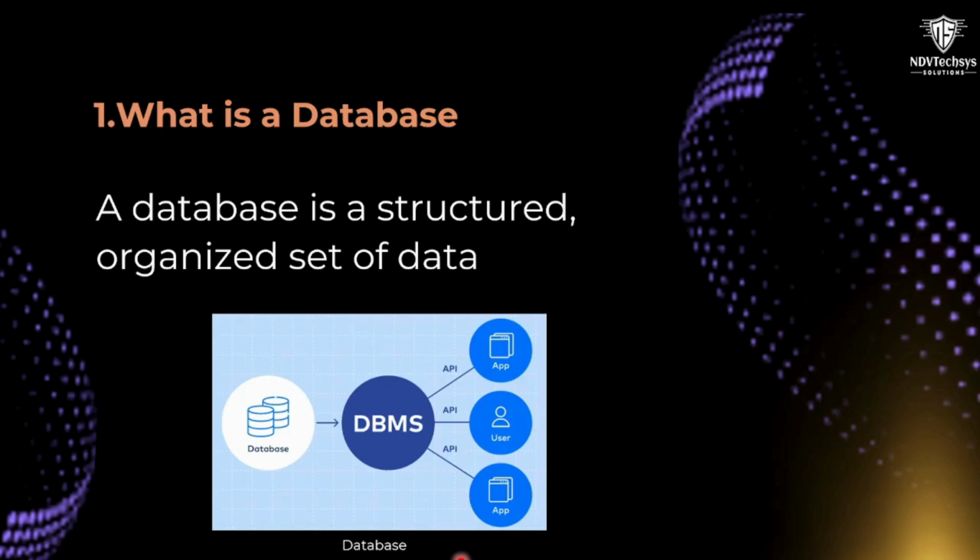Imagine you have a notebook where you store all your contacts, names, phone numbers, and addresses. Now, think about your phone's contact list. Both serve the same purpose, but your phone can search, update, and retrieve information much faster. That's because behind the scenes it uses a database. Now, what is a database?